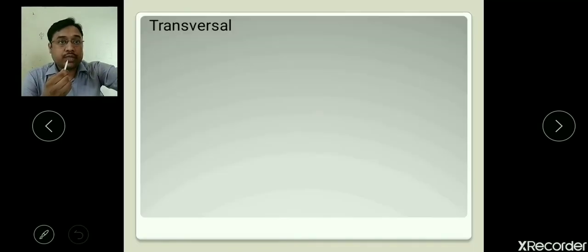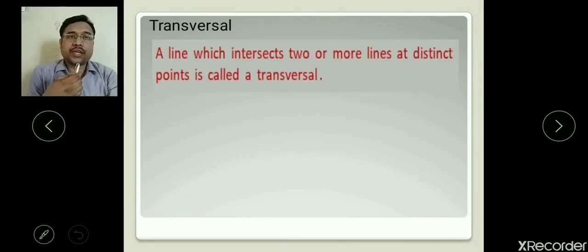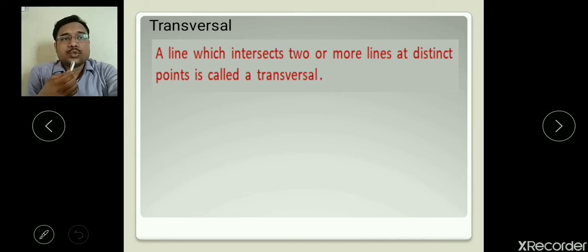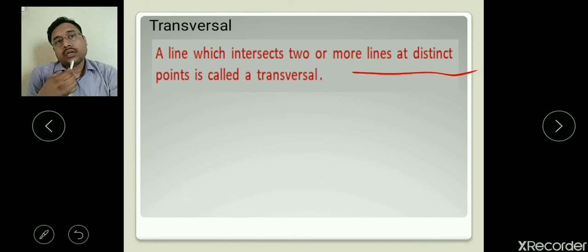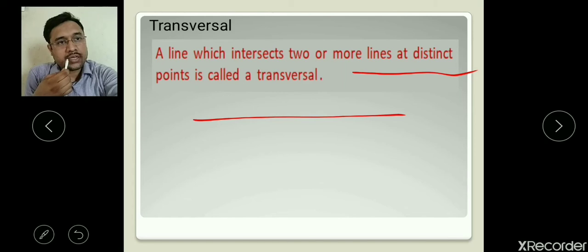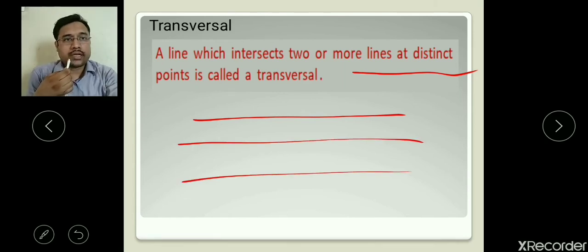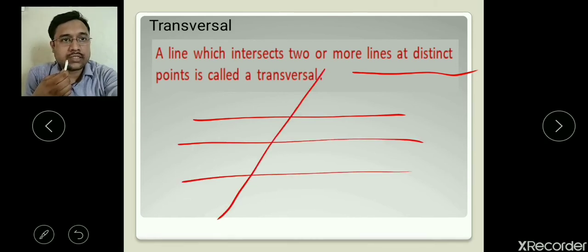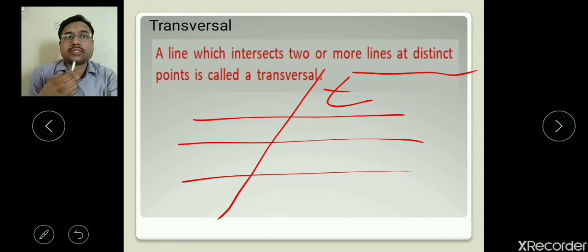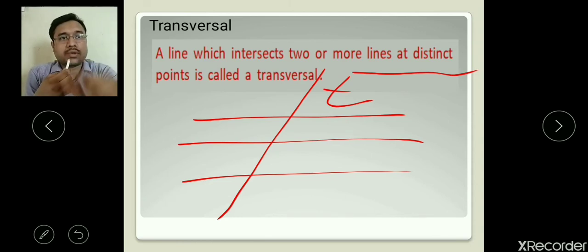Now, next we have to understand transversal. What is a transversal? We can say that a line which intersects two or more lines at distinct points is called a transversal. Suppose three lines, 1, 2 and 3, are given here, and they are intersected by this line T. So here T is the transversal.